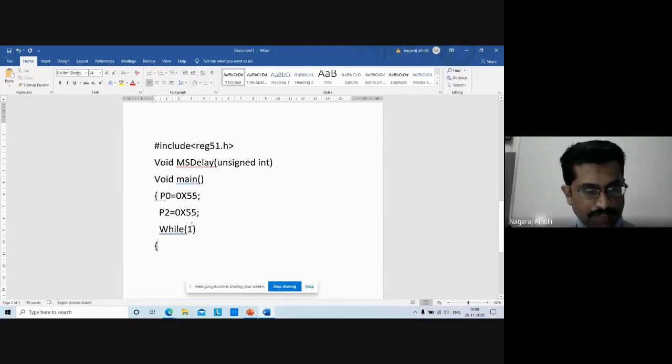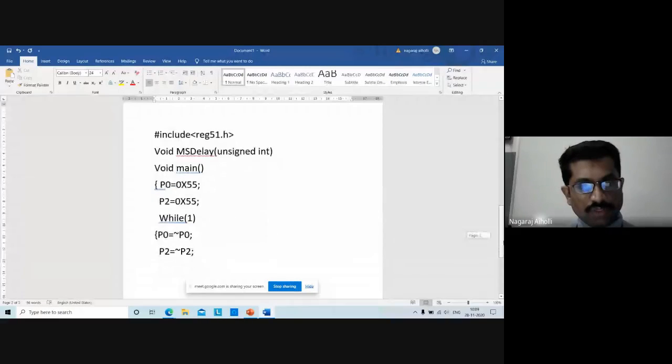I'll write it as P0 is equal to not of P0. Then P2 is equal to not of P2. Now what will happen here? P naught is equal to not of P naught.